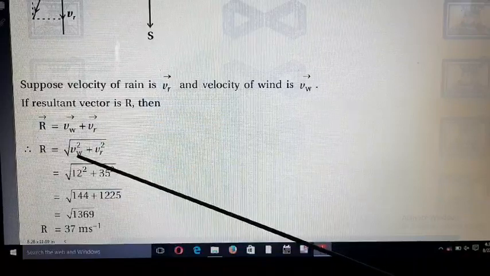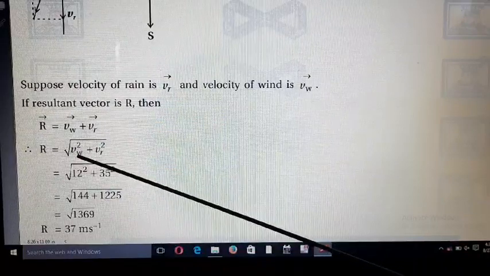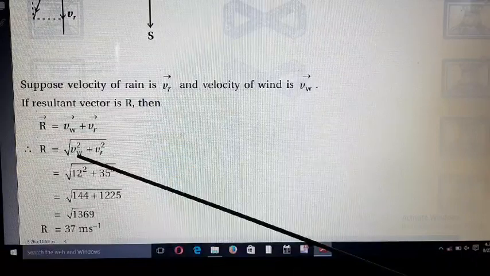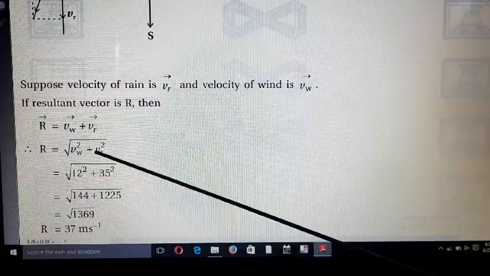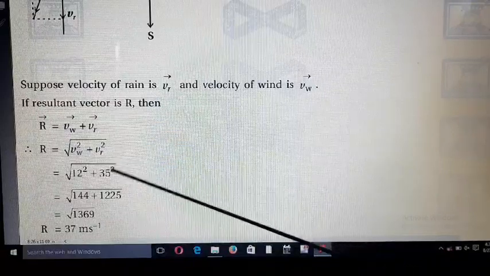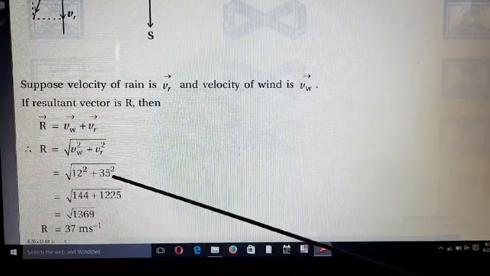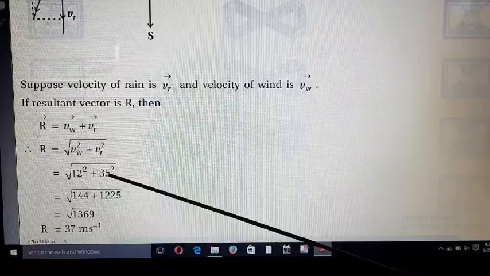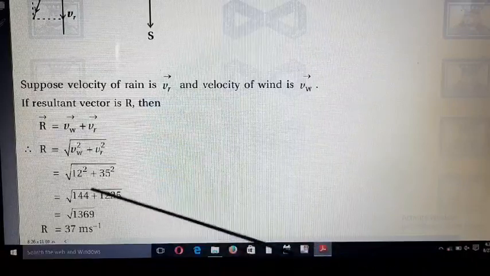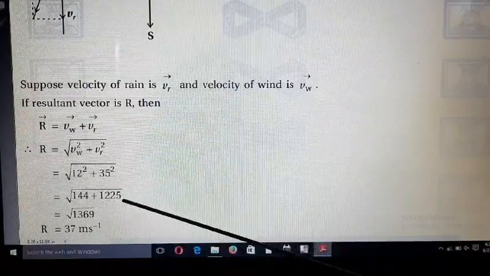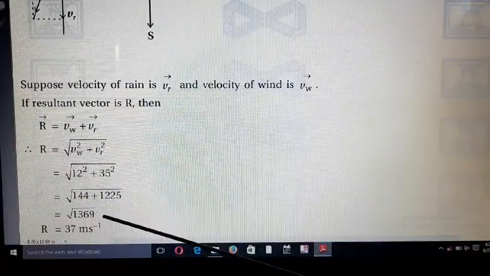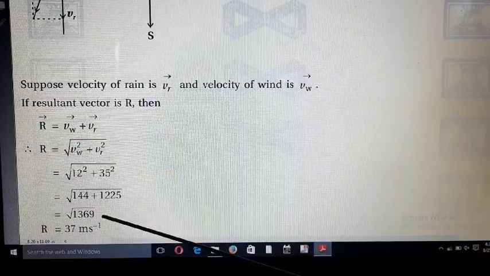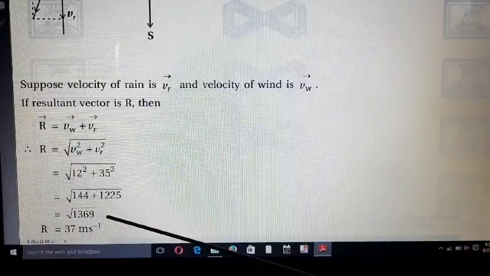VW, otherwise omega, is the velocity of wind. Its value is 12. And VR is the velocity of rain. Its value is 35. So 12 square is 144 and 35 square is 1225. And its answer is 1369 and its root is 37 meter per second.